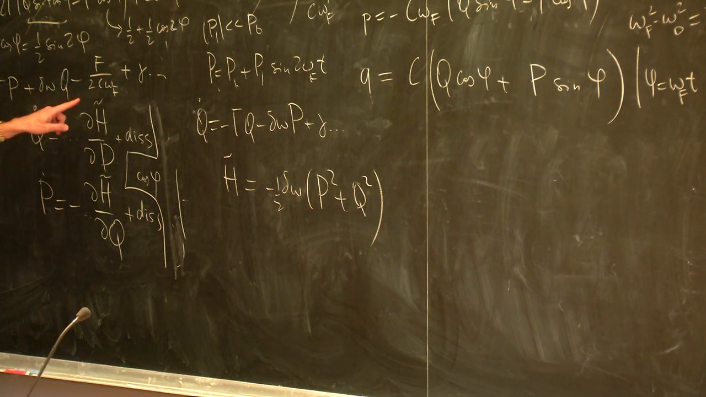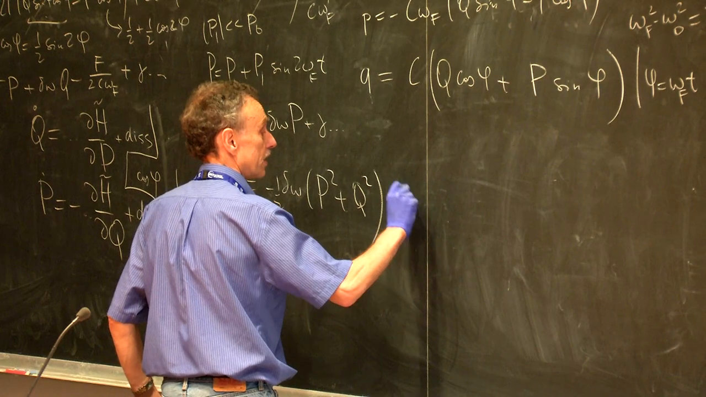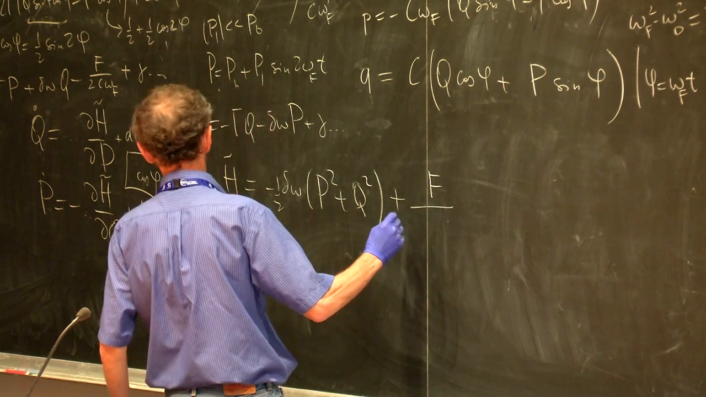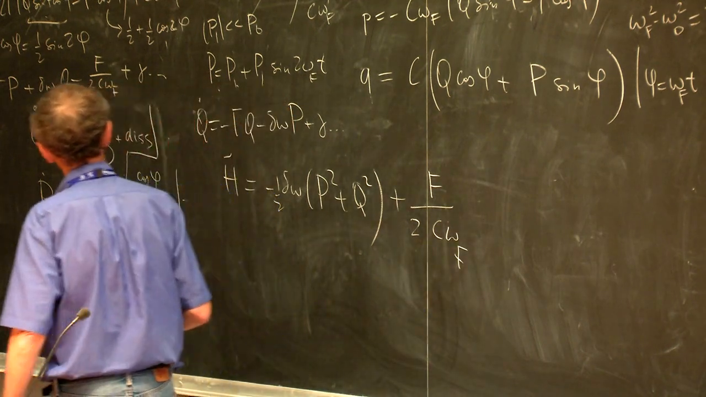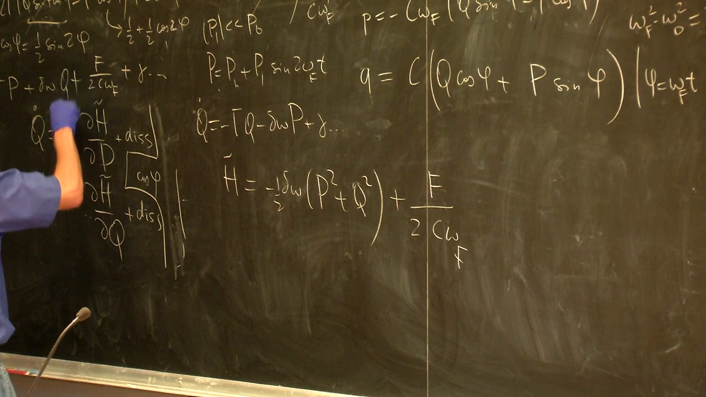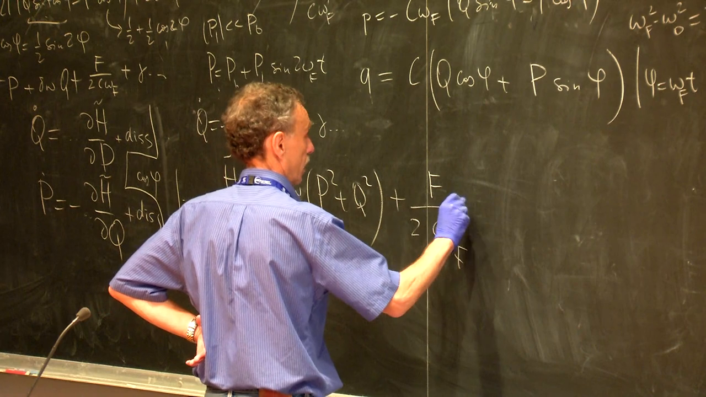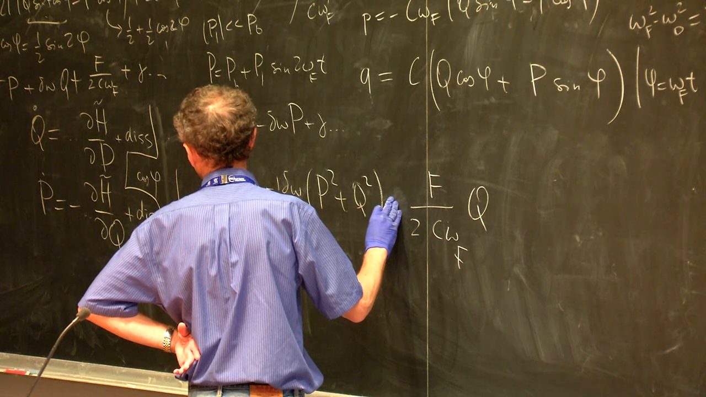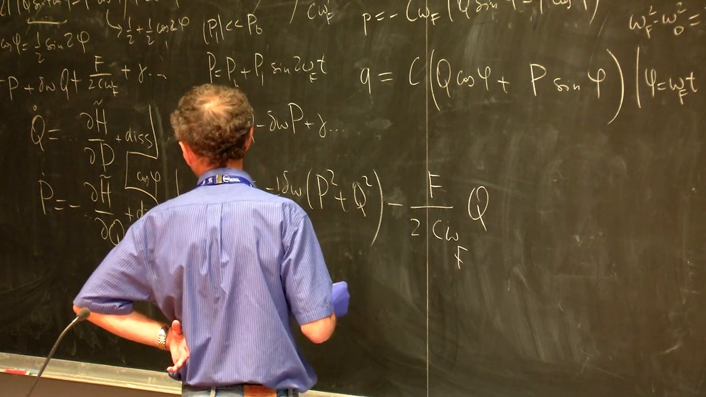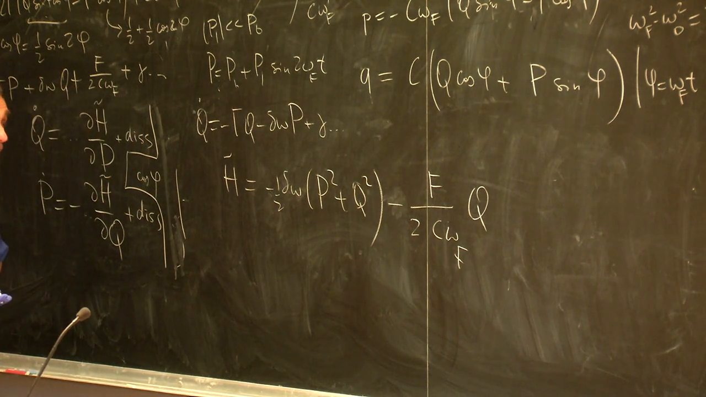Now, I have also the term from the drive, and the term from the drive is only in P, so this would be plus F over 2C omega F, and I don't know why it is plus, why it is minus, it must be plus. You didn't correct me, I will be making mistakes. Q minus, just a second, minus. Okay, this is without the nonlinearity.